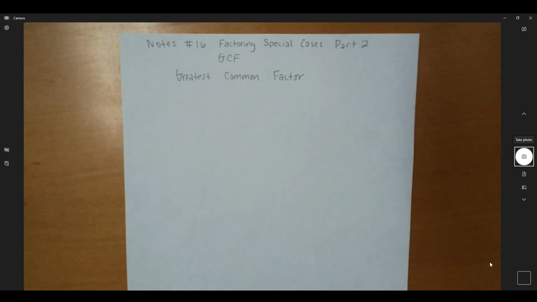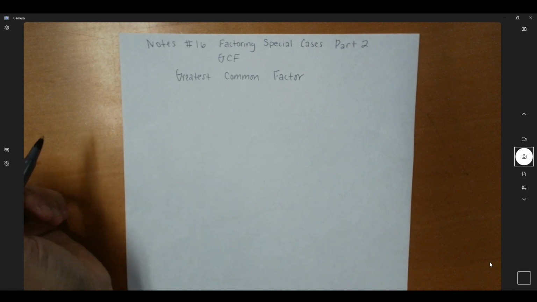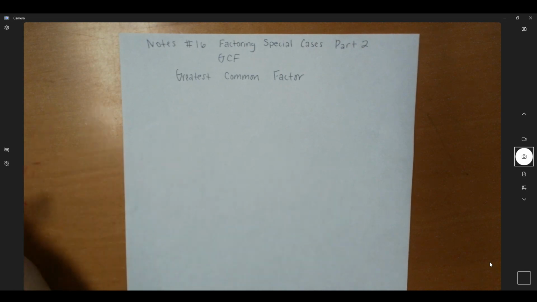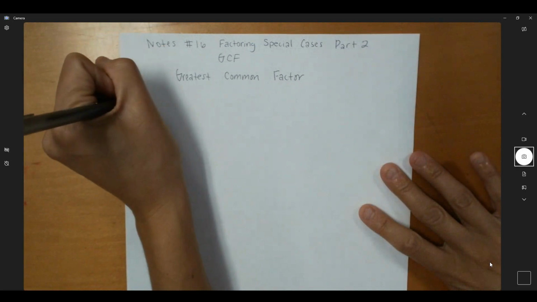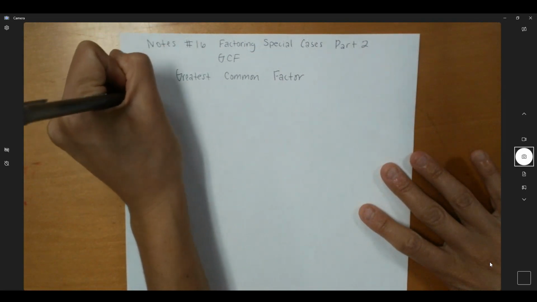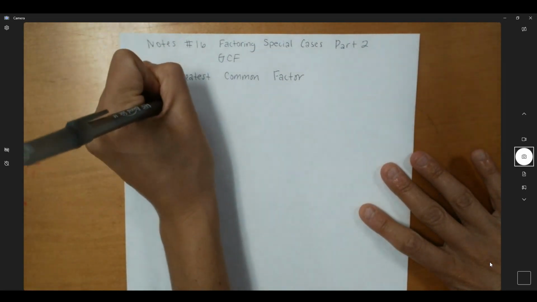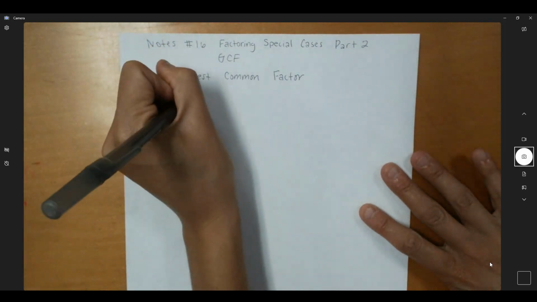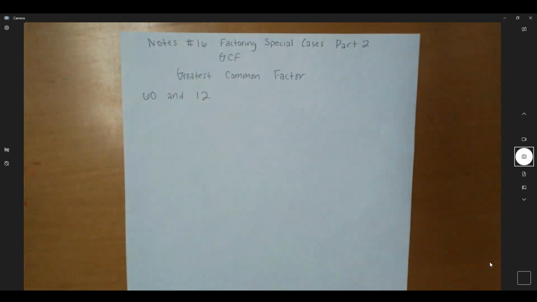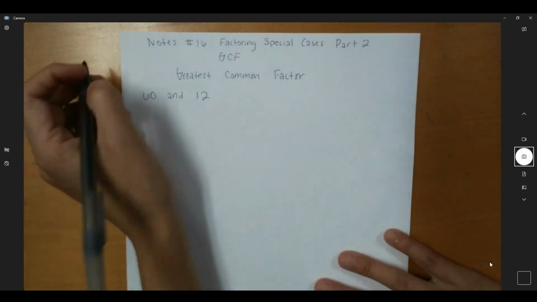All right, so now we have factoring special cases by GCF, greatest common factor. If you've talked about this before in your other classes, you would take two numbers like, let's say, 60 and 12. And you would figure out what the biggest number is that's in both of those. So like multiples of them.